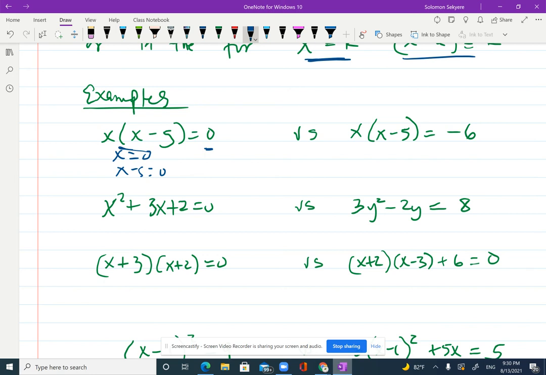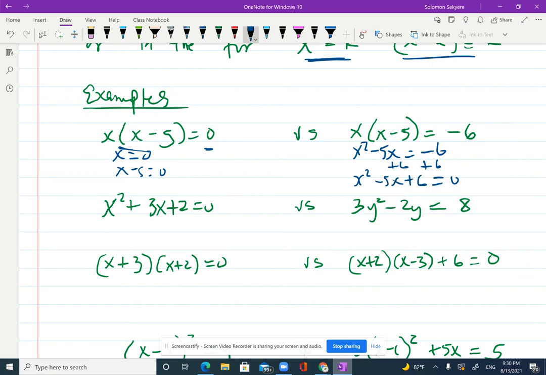And make it equal to 0. How do we do that? We distribute. This is x squared minus 5x equals negative 6. And the next step is plus 6, plus 6. And then we have x squared minus 5x plus 6 equals 0.